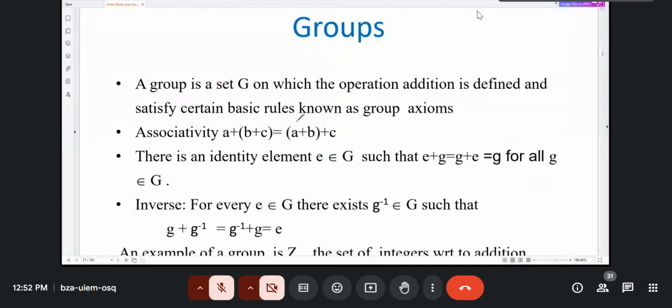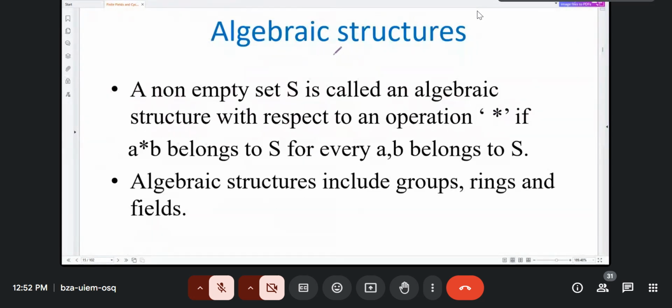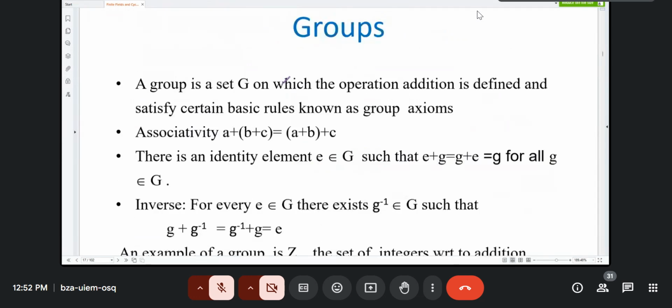So a group is a set on which, of course, one of the main structures we are going to deal with is groups, rings, and fields. So what is a group? A group is a set G on which the operation addition is defined and satisfies certain basic rules known as group axioms.